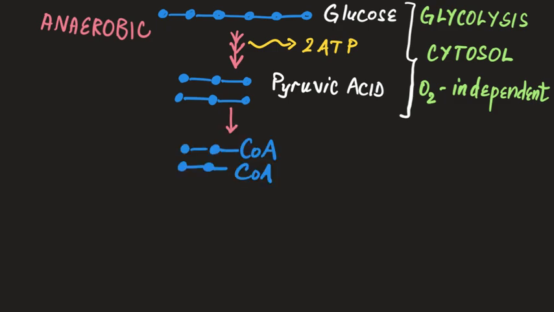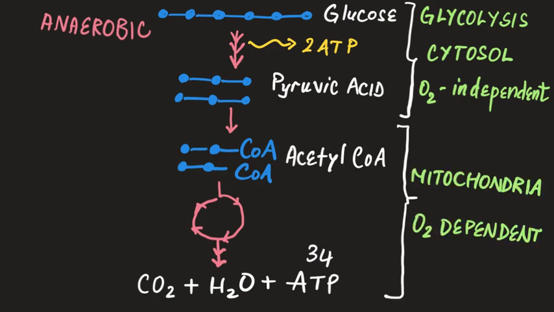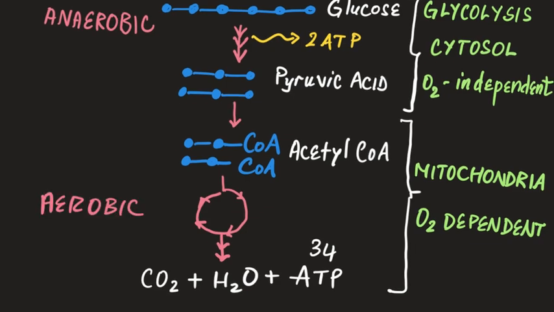If plenty of oxygen is available in the cell, then pyruvic acid is converted into 2 molecules of acetyl-CoA. Acetyl-CoA then enters a series of reactions to produce carbon dioxide, water, and 34 molecules of ATP, which is a lot more than in glycolysis. This phase takes place in the mitochondria and it is oxygen dependent. So we call this aerobic respiration.